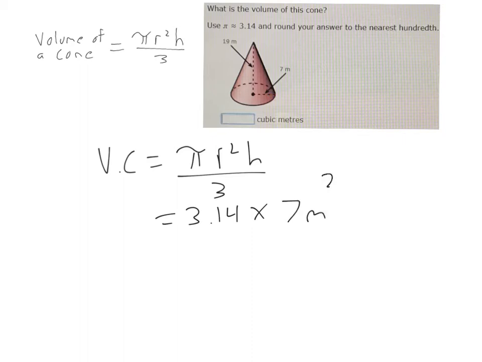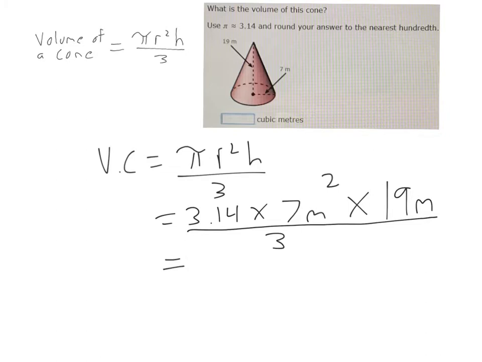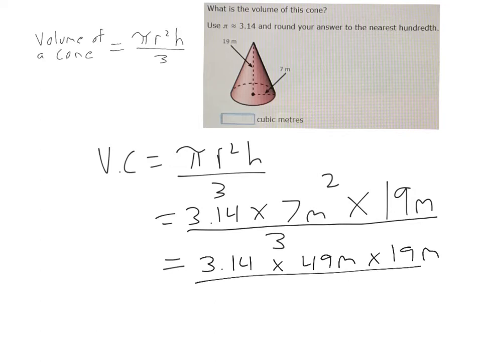And that's squared. Then times the height, which we can pretty easily see from the center of the base all the way up to the top of the cone. The peak is 19 meters. And then once we figured out that multiplication, we're going to divide the whole thing by 3. Remember, exponents come first when we think of order of operations. So I'm going to do that part very first. 7 meters squared, 7 times 7 is 49. So I'm rewriting 3.14 times 49 meters times 19 meters divided by 3.